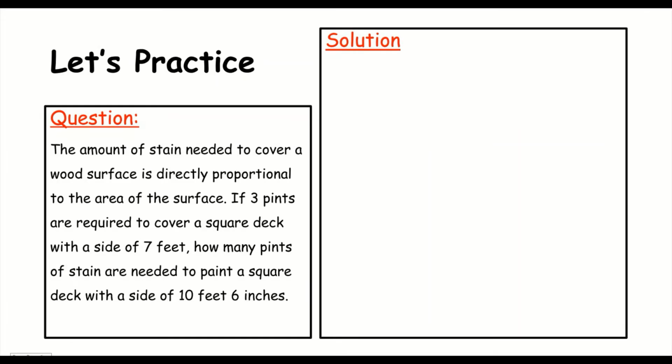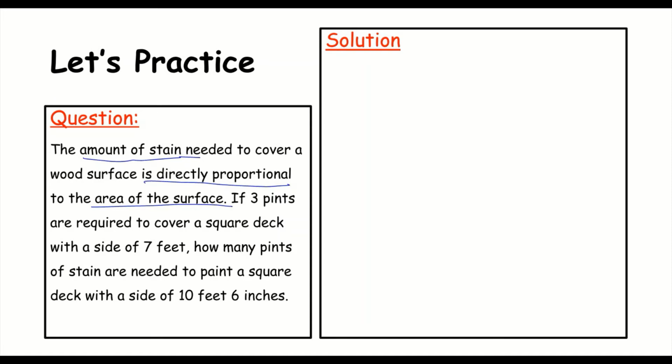Alright, on to our next question. It says the amount of stain needed to cover a wood surface is directly proportional to the area of the surface. If 3 pints are required to cover a square deck with a side of 7 feet, how many pints of stain are needed to paint a square deck with a side of 10 feet 6 inches? Alright, so let's highlight the keyword. It says that the amount of stain needed is directly proportional to the area of the surface.